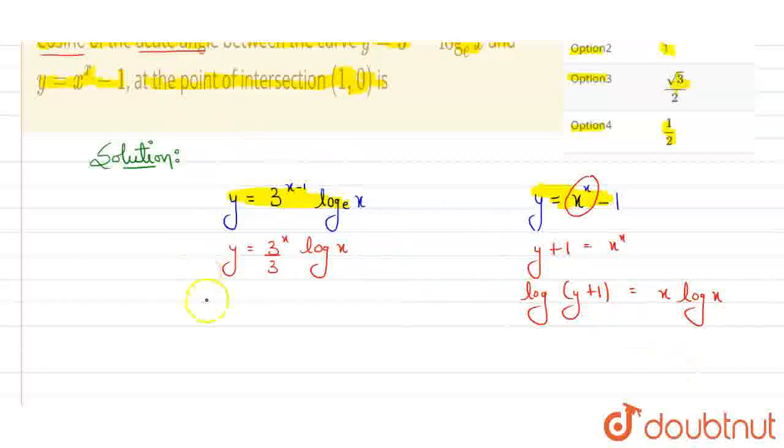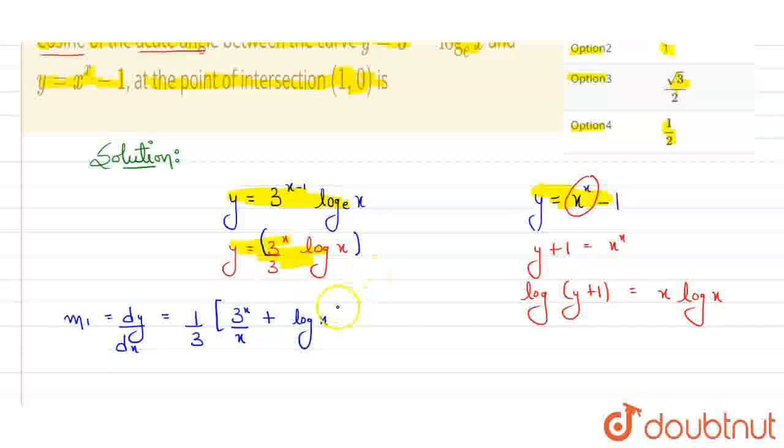Let's differentiate this one first. For finding the slope, let's consider its slope to be m1. Here it will be dy/dx. This is the slope, and it is equal to, taking 1/3 common, since I have these two functions, I'll use the product rule. First function 3^x, times the derivative of the second function log x, which is 1/x, plus log x as it is. Derivative of a^x is the same function first, and then log a, which means log 3 here.